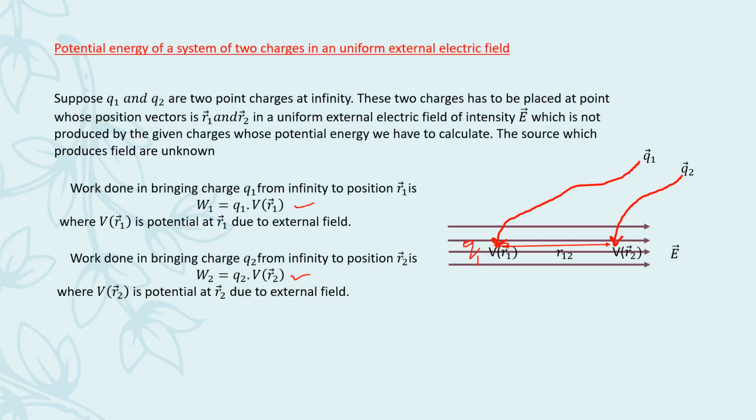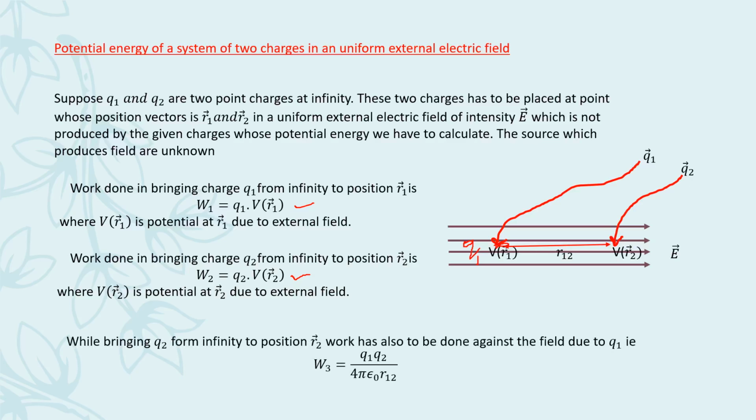So while bringing Q2 from infinity to position R2, work has to be done against the field due to Q1, and that work done will be equal to Q1 Q2 upon 4 pi epsilon naught R1,2, meaning potential due to Q1 into charge Q2.